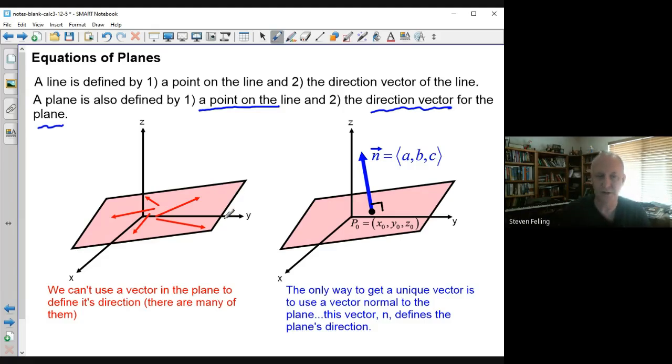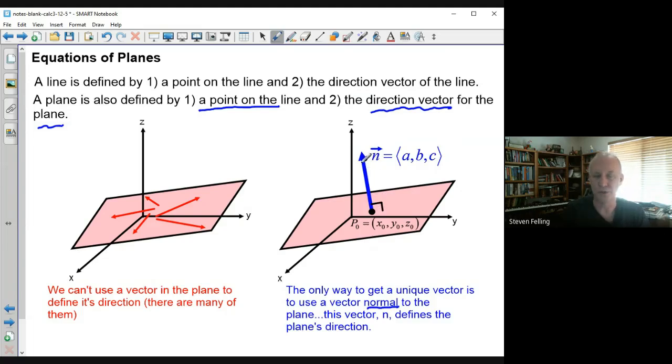And the reason for that is that there's an infinite number of possible lines that could be in the plane. So if we want a unique vector that specifies the direction that the plane is oriented in 3D space, we have to use a line that is perpendicular to the plane to define its direction. Okay, and when we do that, that vector is called a normal vector. Okay, so not the same as a normal distribution, but in this context, a normal vector is a vector that is perpendicular to a plane.